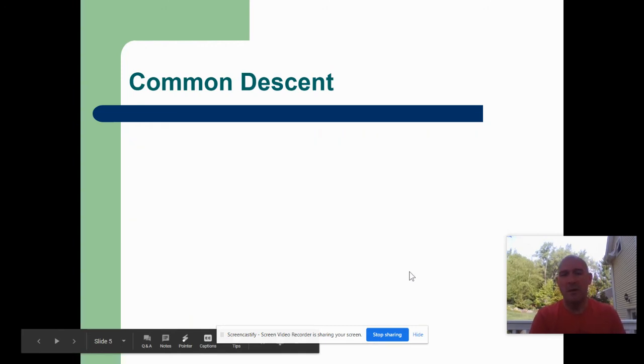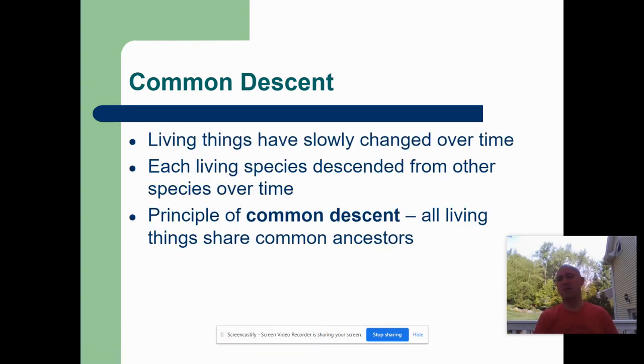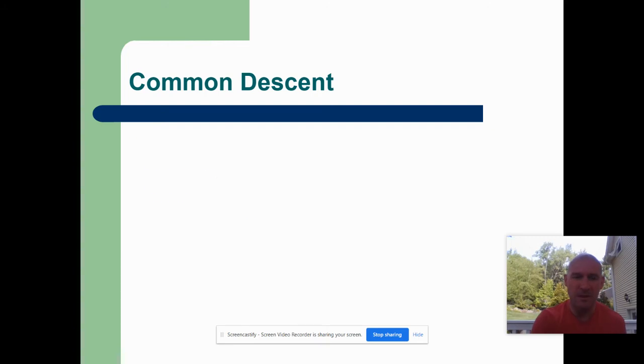So it's just evidence that we all come from common descent. Common descent is that we all have common ancestors. Living things have slowly changed over time. Each living species descended from other species over time. This is the principle of common descent: all living things share a common ancestor. So that's what we've been talking about.